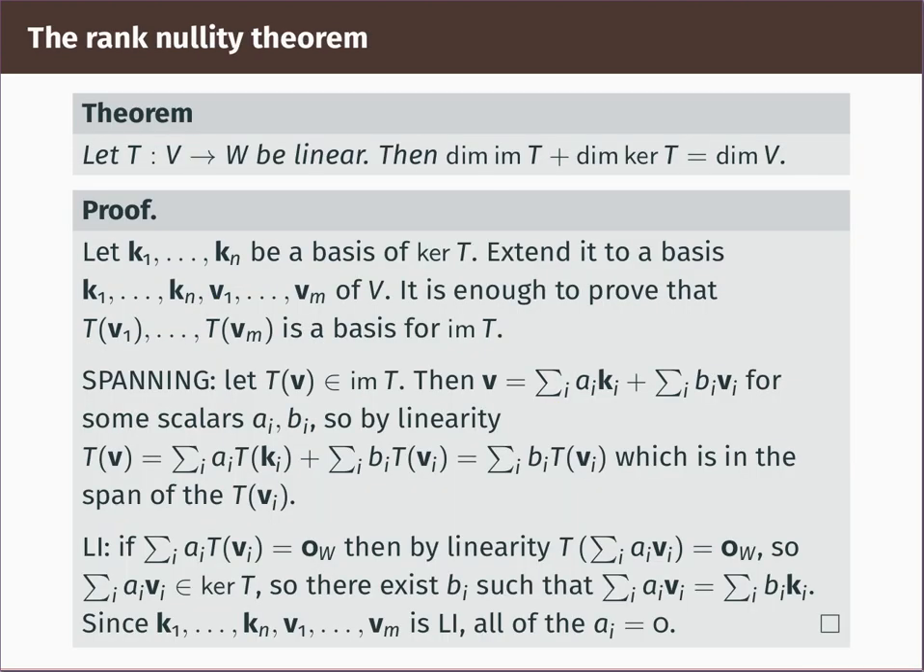So we're ready now to state the rank nullity theorem. It says that if you have a linear map T from a vector space V to a vector space W, then the dimension of the image, which of course is the rank of T, plus the dimension of the kernel, which of course is the nullity of T, is equal to the dimension of the domain of T.